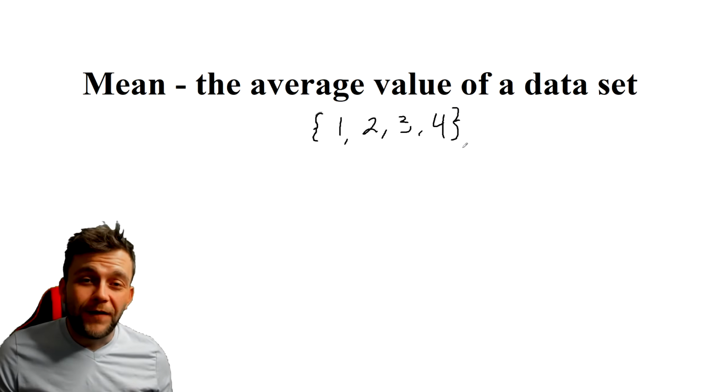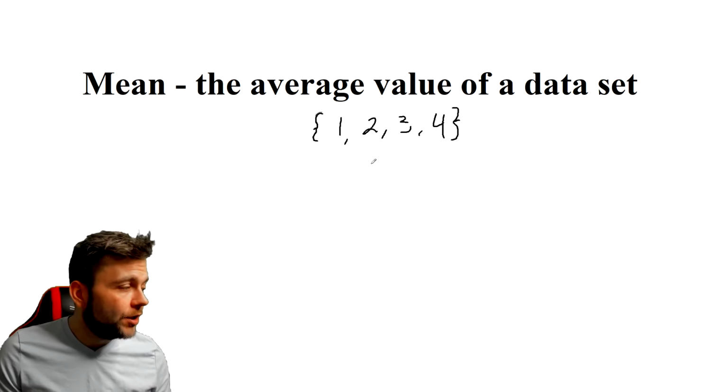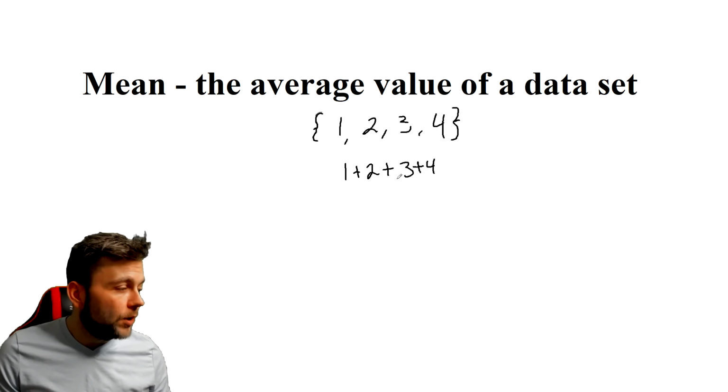And we want to find the mean of 1, 2, 3, 4. So how do we do this? Well, we find the average, so we add each part up. So 1, 2, 3, 4. So what is 1 plus 2 plus 3 plus 4? Well, that is 10. And then we divide it by the numbers inside of the data set.